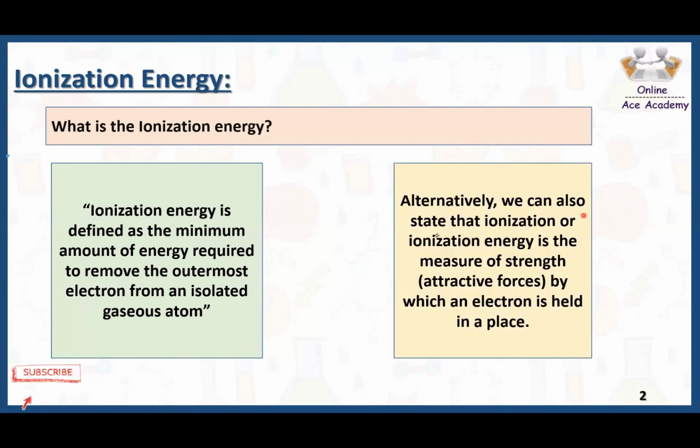Alternatively, we can also state that ionization energy is the measure of the strength by which an electron is held in place. So, as we discussed earlier, we learn ionization energy to check the stability of an atom also, that is, with which strength the nucleus holds the electron in an atom.